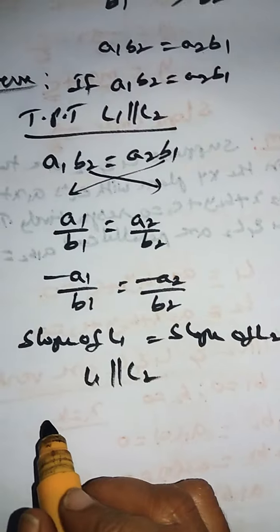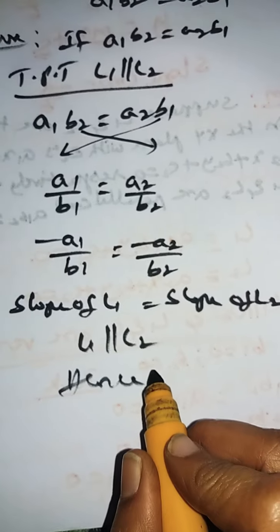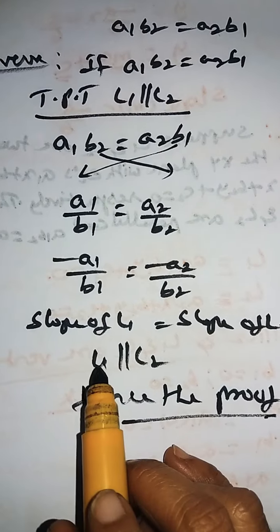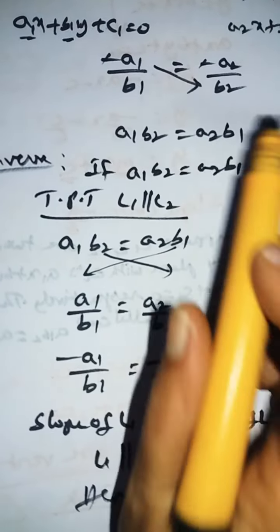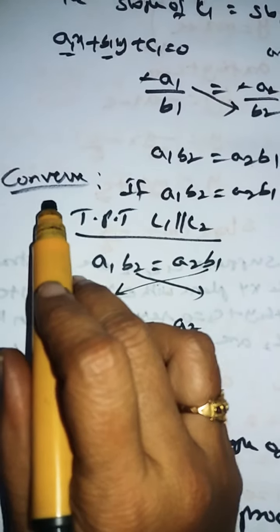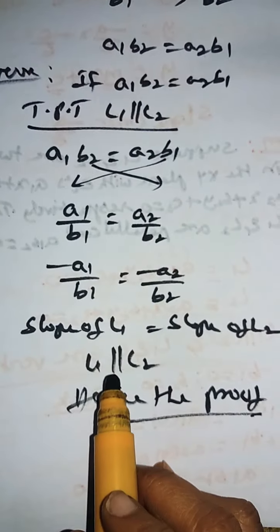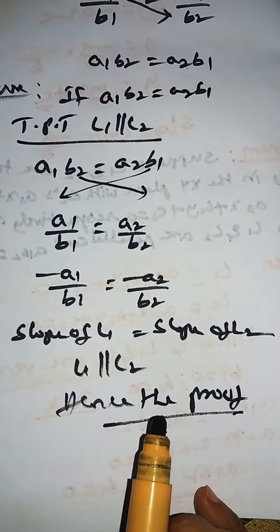Hence the proof. So what we proved here? If L1 is parallel to L2, a1 b2 equal to a2 b1. What is the converse case? If a1 b2 is equal to a2 b1, the two lines are parallel. So this is the proof of the theorem.